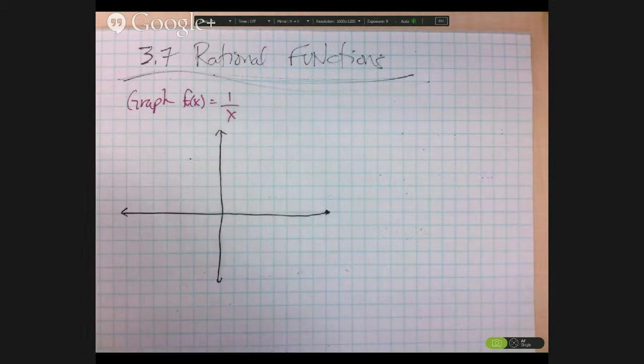Functions. We're going to start with the graph of 1 over x.